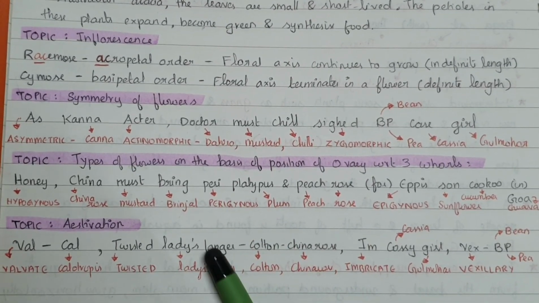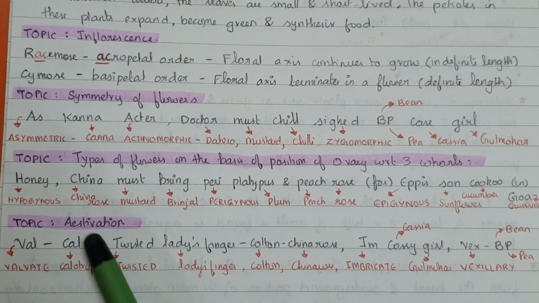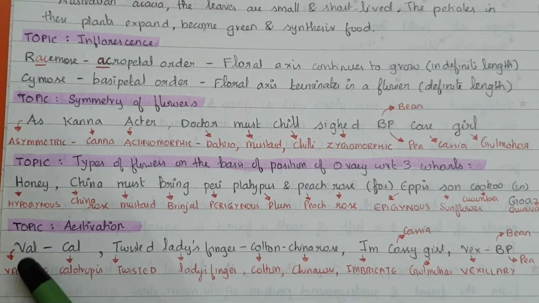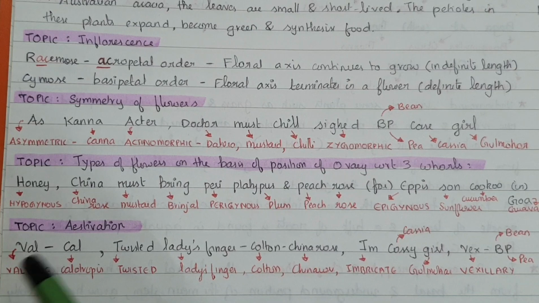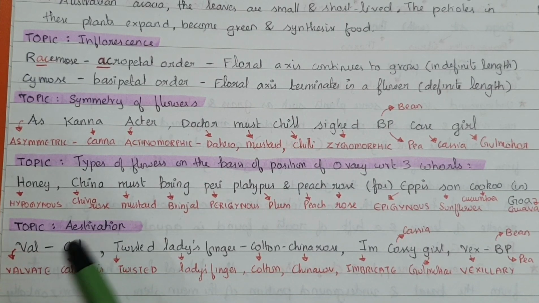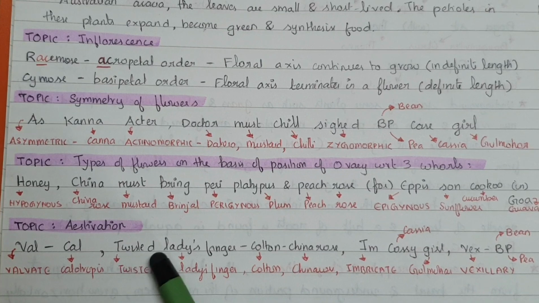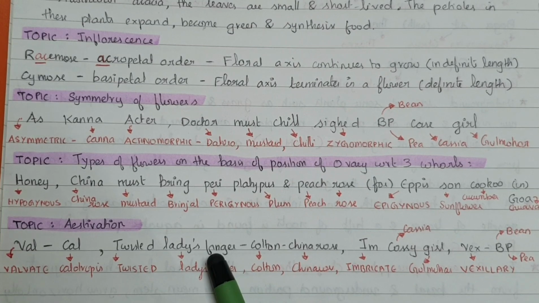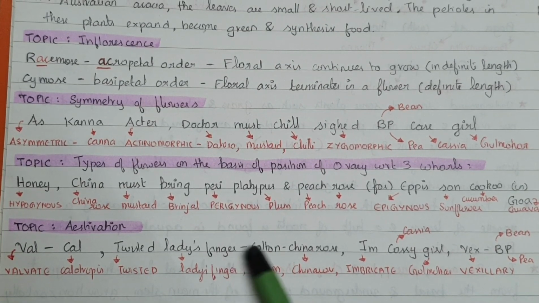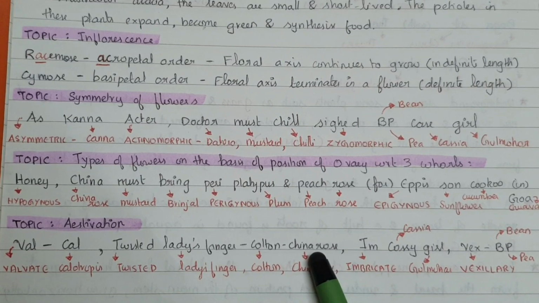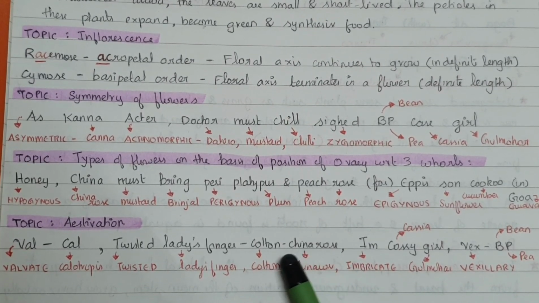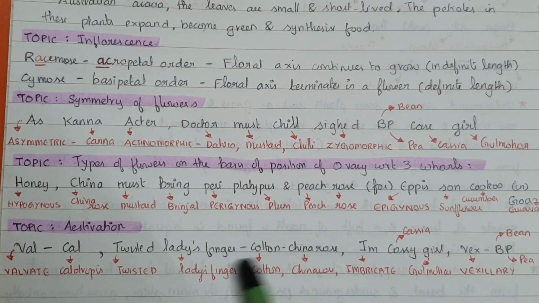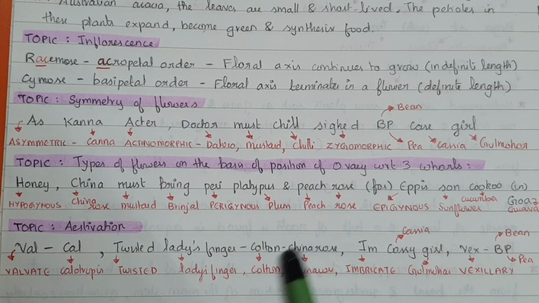Our next topic is aestivation. For aestivation, there is not a specific trick, but you can just memorize this. That is Valcal, that is valvate calotropis. You can just remember this: AL. So valvate calotropis. Next is twisted: lady's finger, cotton, China rose. So when you twist a lady's finger, what happens? It starts bleeding. So you will have to use cotton and China rose. We all know China rose is really herbal, right? So you can just memorize it in that way. Twisted: lady's finger, cotton and China rose.